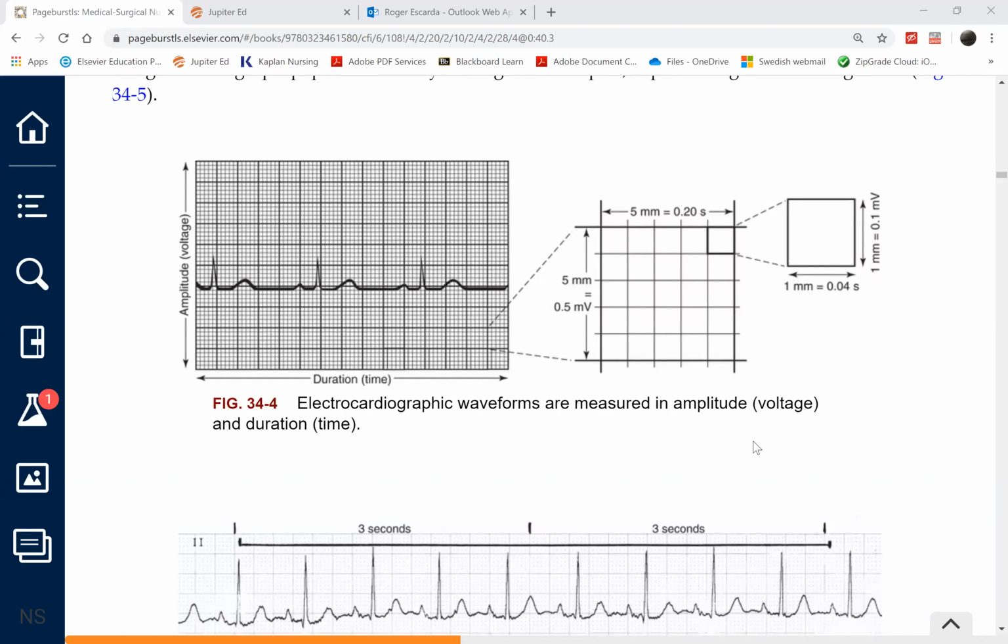Wait, sorry, quick question. Even though you said there's 25 boxes, the whole thing itself represents 20 seconds? No, it's not 20 seconds. Again, only the horizontal line measures time in seconds. The vertical measures electrical activity or voltage. So for time purposes, we're really measuring only the horizontal line.